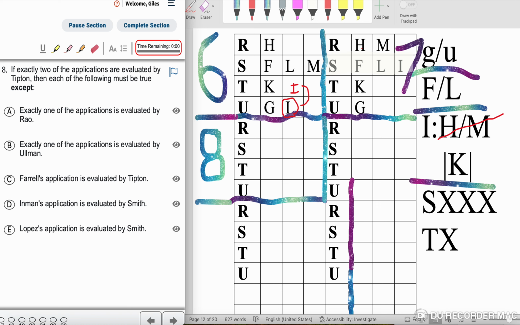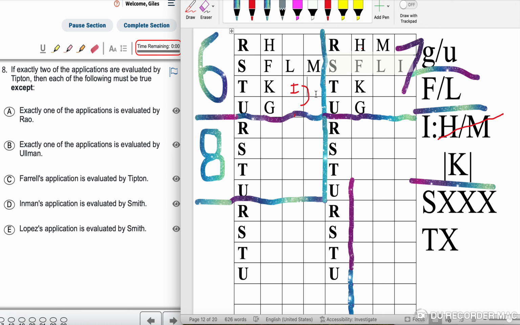Question 8: if exactly 2 of the applications are valued by T, then each of the following must be true except. Okay, so I had 2 valued by T, so I'm going to use this one right here. So I'm going to get rid of I here, and then put I in the top box. So that could be also. I'm going to try to see if we get one more variable in here. I don't want it to be I either. So let me use this one right here. I should be putting another game board right here.